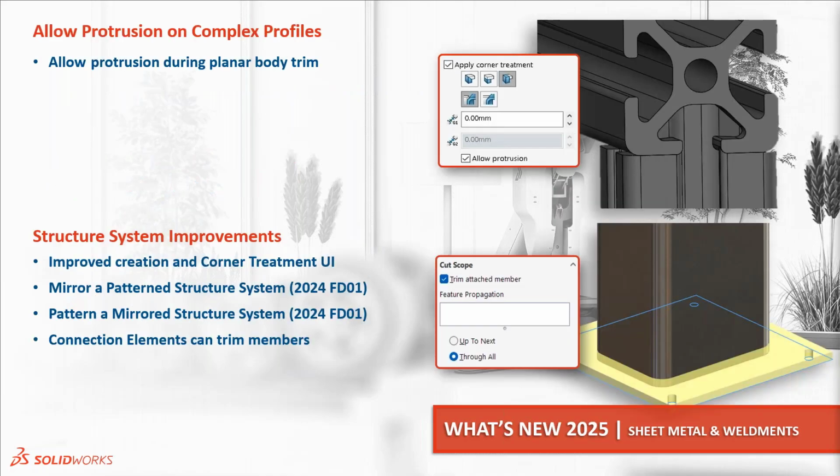The allow partition option is also available in the structure system, as you can see in the right hand side image, and there are structure system improvements. We have improved creation in the corner treatment UI. We can mirror and pattern a structure system, and a connection element can chain members. So I will take you through the video.